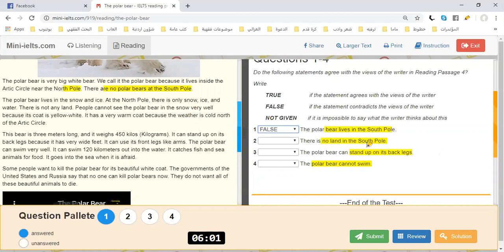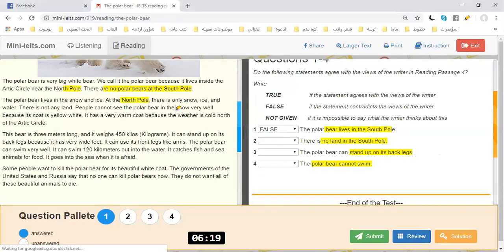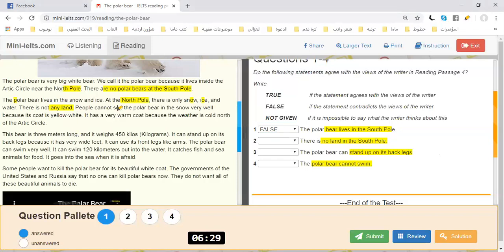Okay, نروح على point number two. There is no land in the South Pole. Okay, نشوف. The polar bear lives in the snow and ice at the North Pole. Okay. There is only snow, ice, and water. There is not any land. This is for the North, not the South. Okay. There is no land in the North Pole.